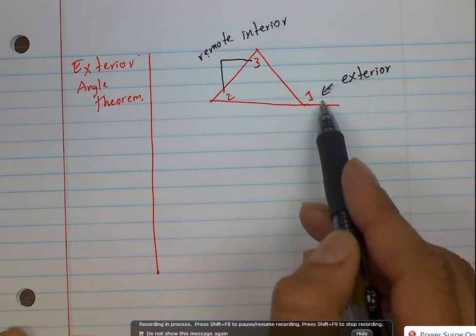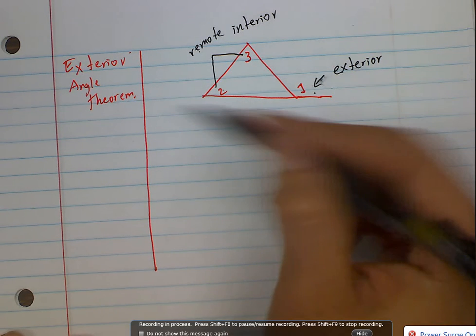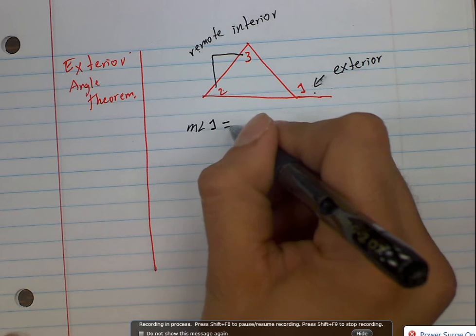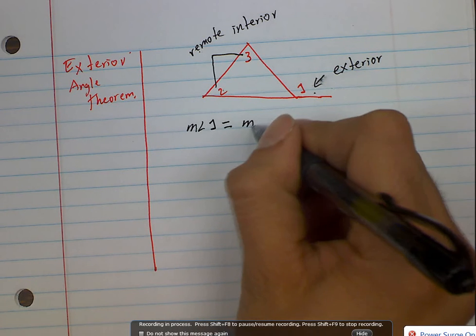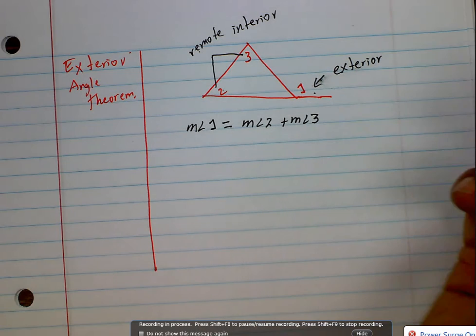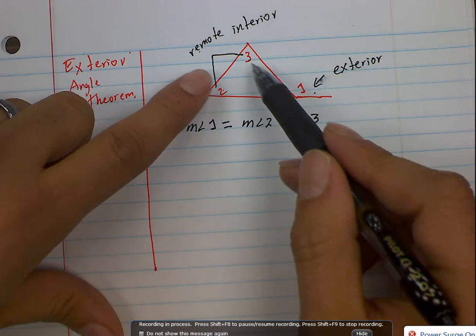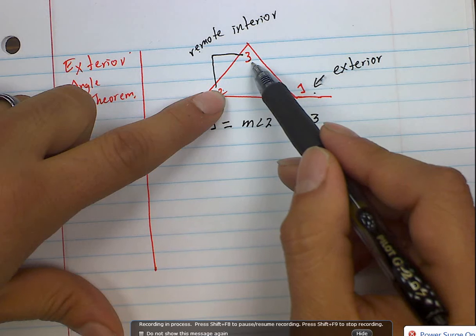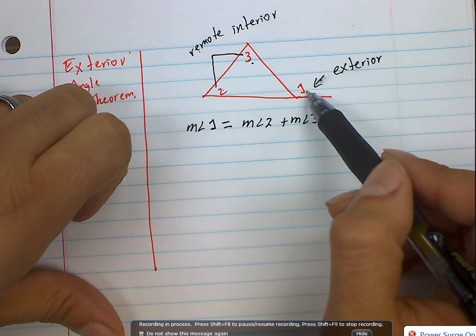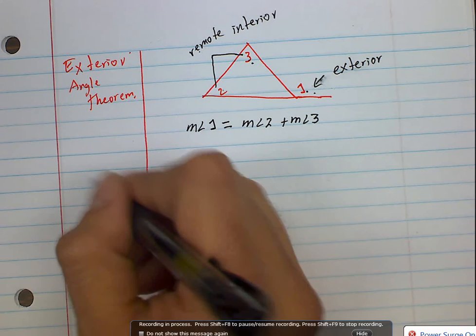Okay, so pretty much what this theorem says is that measure of angle 1 is equal to measure of angle 2 plus measure of angle 3. In other words, the sum of those two remote interior angles is equal to that exterior angle. Okay, so let's do an example.